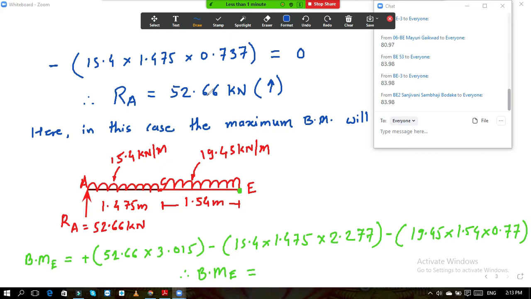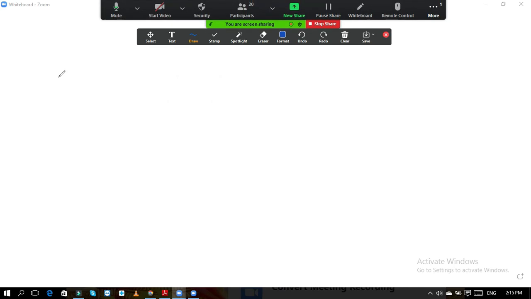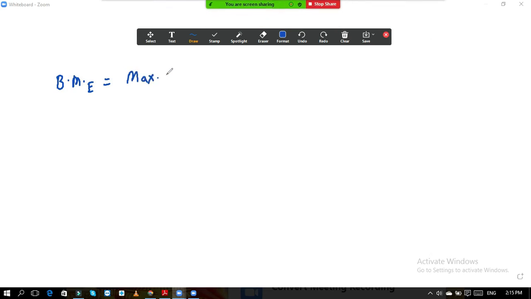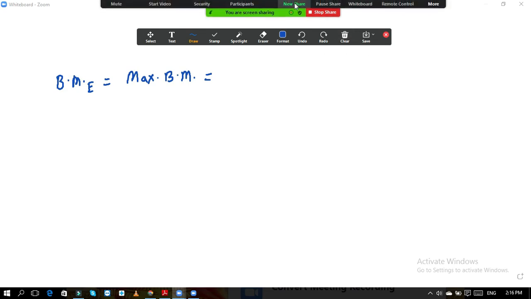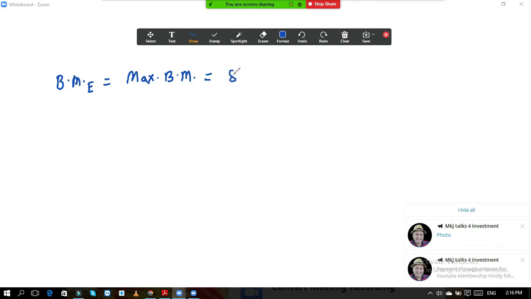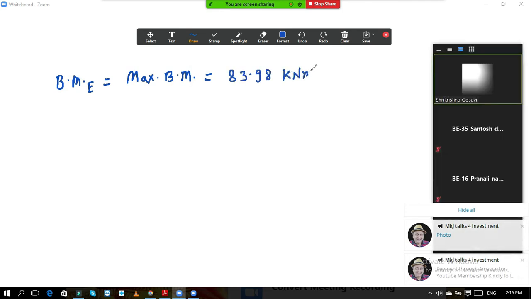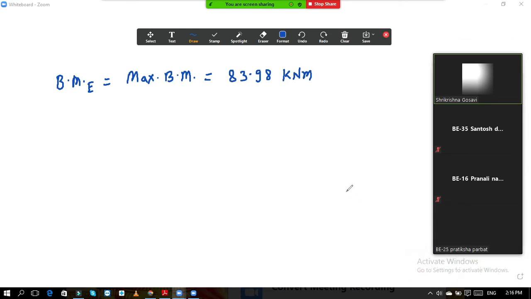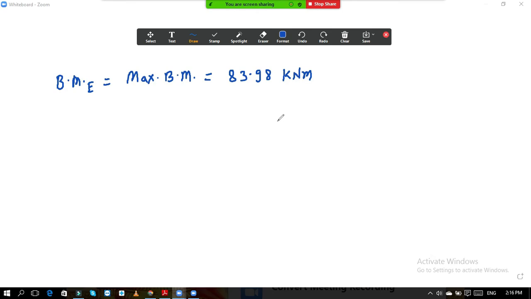Roll number 35. So the bending moment at E, that is our maximum bending moment. It works out to be 83.98 kilonewton meter. Okay, that works out to be 83.98 kilonewton meter. So now we have got the bending moment.